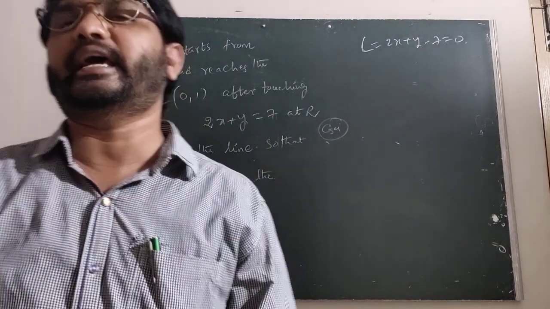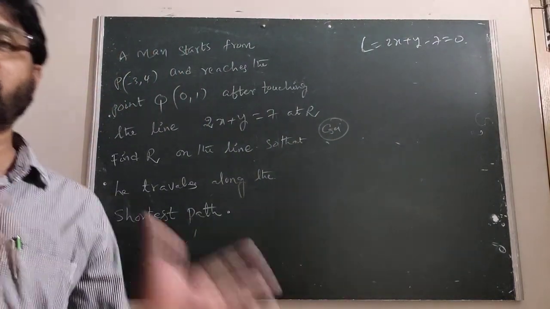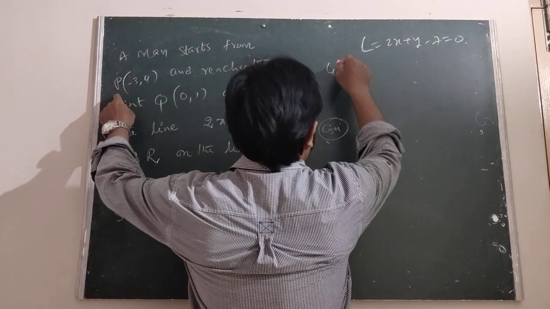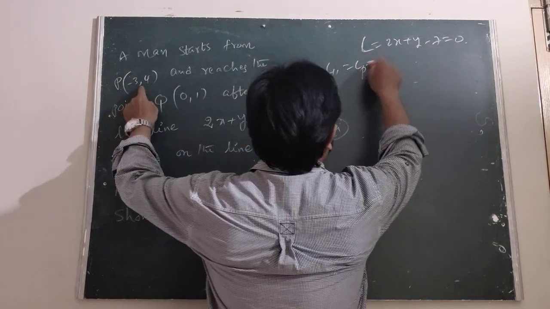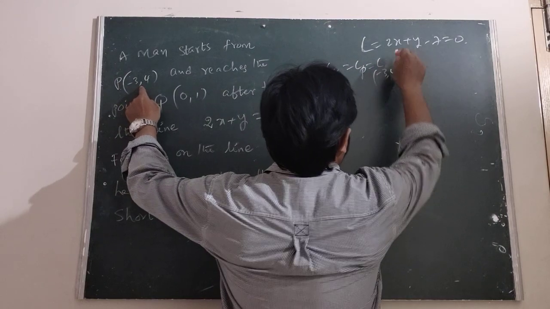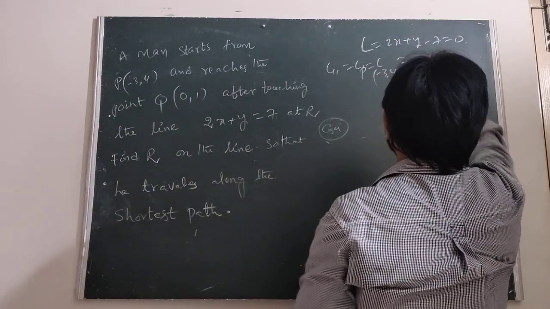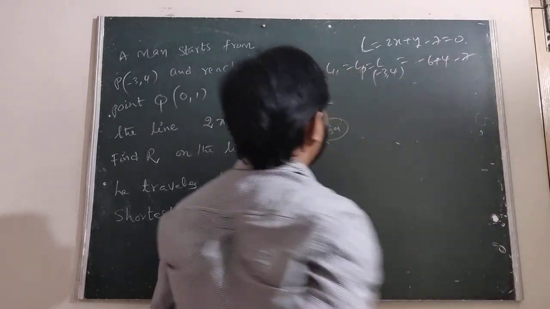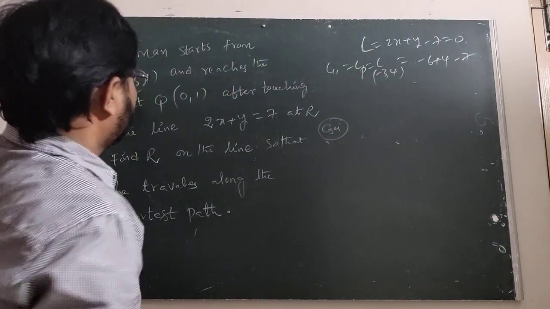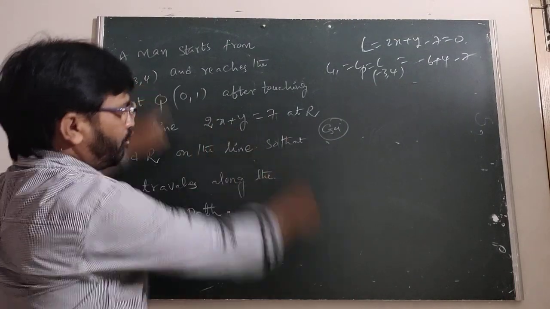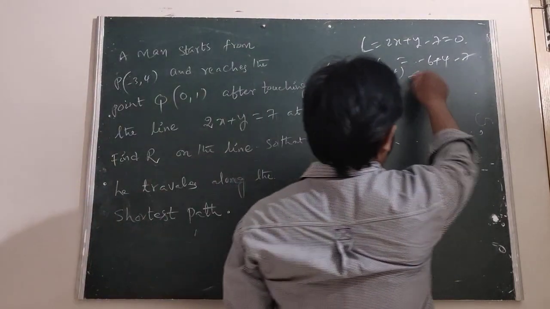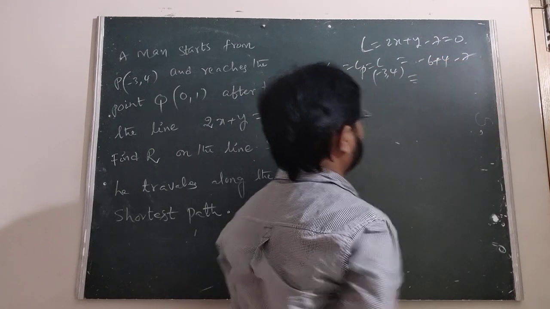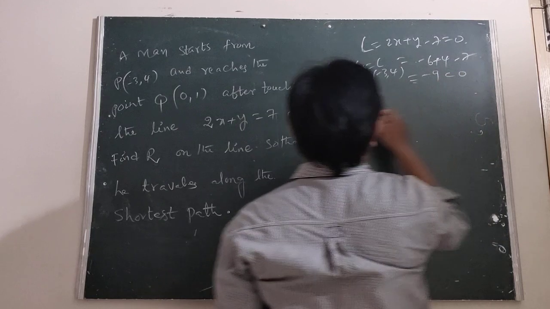Now we have to check whether the points are on either side or the same side of the line. We take L11, that is LP, where P is minus 3, 4. Substituting, we get minus 6 plus 4 minus 7. Minus 6 plus 4 is minus 2, and minus 2 minus 7 is minus 9, which is less than 0.